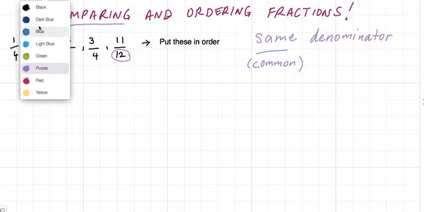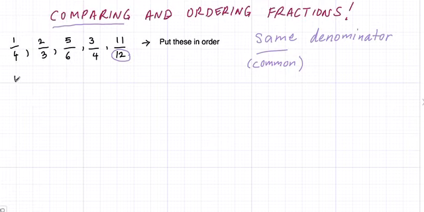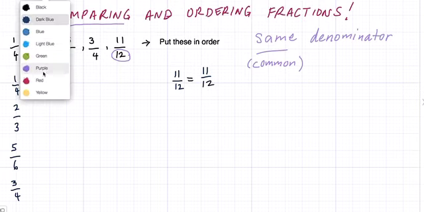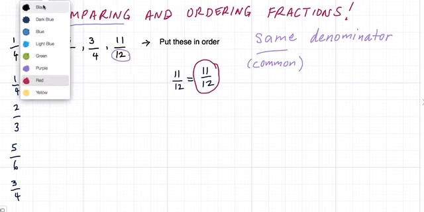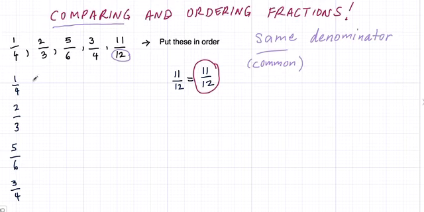Okay, so we're going to look at each one of these fractions: a quarter, 2/3, 5/6, 3/4, and the 11/12. But 11/12 doesn't need to go anywhere. It's already over 12. So I'm going to circle what we're going to be comparing. That's already the way we want it to be. Let's look at the other fractions here.